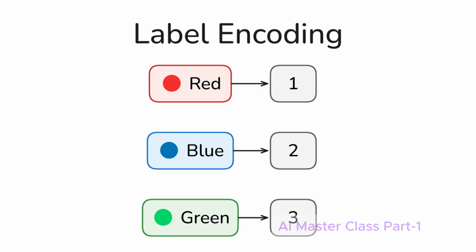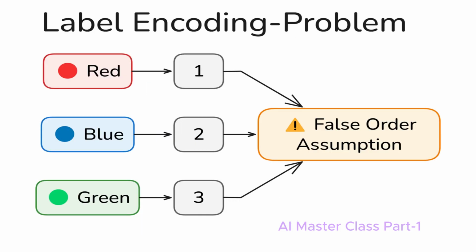It is simple and easy to apply, but there is a problem. When we assign numbers like this, the model may assume an order. It might think that blue is greater than red or green is greater than blue. But in reality, these categories have no order. So we are introducing a relationship that actually does not exist. This can definitely confuse the model. This approach works only when the categories actually have a natural order in them. For example, we have low, medium, high, and then we give them numbers in that particular order. So in such cases, label encoding makes sense. But for categories that are just labels with no ranking, we need a different approach.